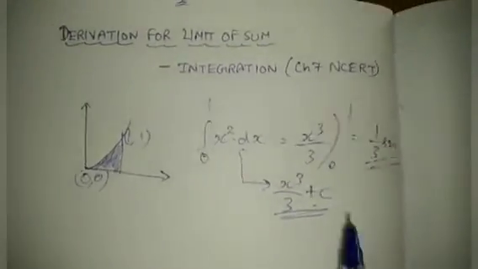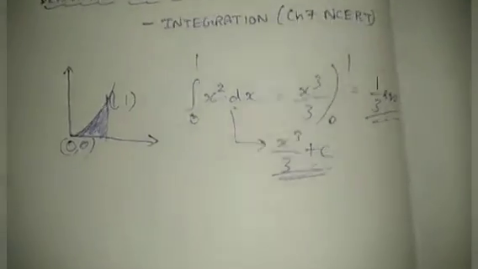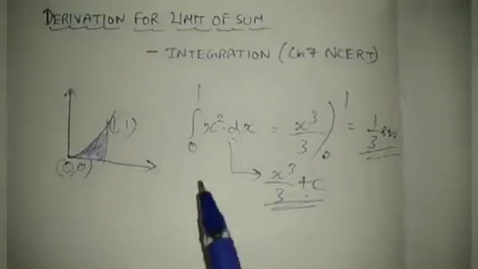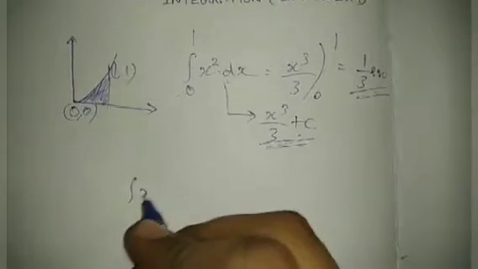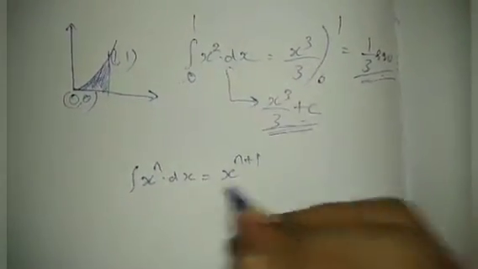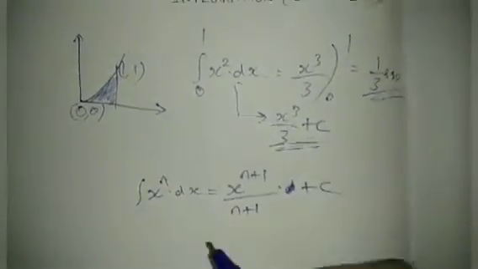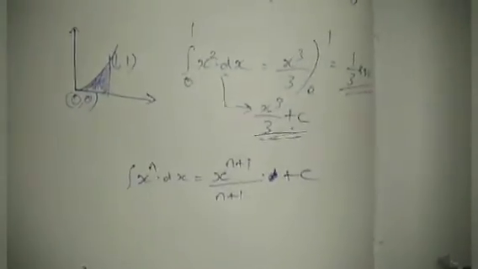But even when you studied in 11th class or whenever, okay, you would have studied this formula, right? Integration of x power n dx is equal to x power n plus 1 divided by n plus 1, plus c, correct? Have you ever wondered how this formula is derived?